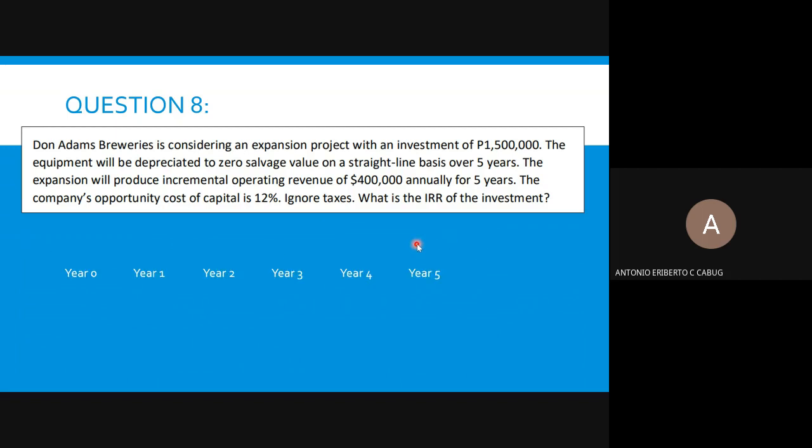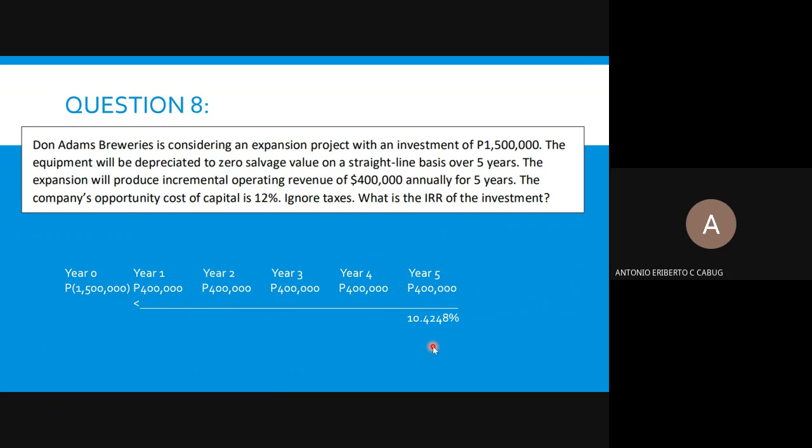Wala kang choice dito kundi gumawa ng trial and error. So every year, you're going to generate 400,000 per year doon sa 1.5 million na in-invest mo. Okay? So at what discount rate will this 400Ks have a PV of 1.5M para mag-zero ang NPV? To arrive at the IRR, you look for the discount rate that will give you a zero net present value. Using trial and error, you should arrive at 10.4248%, no? Or simply 10.4%. Okay? So kahit 10.4% lang, that's acceptable.